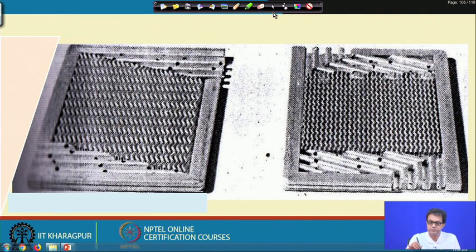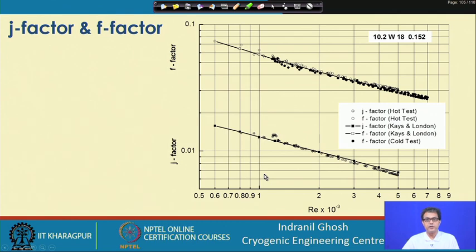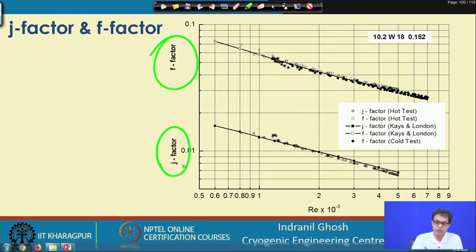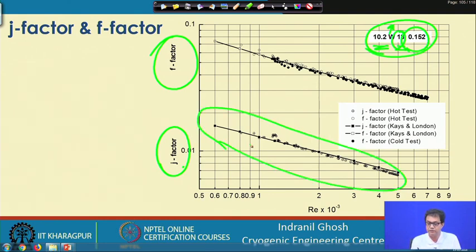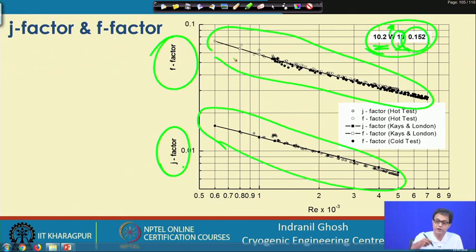Next is about the J factor and the f factor, or the heat transfer and pressure drop correlations, that are to be determined for each plate, and then we will go for the actual analysis of this kind of plate fin type heat exchangers. We will talk about this in detail, about how we determine this J factor and the f factor. This Colburn J factor and f factor is particularly for a wavy fin of 10.2 height, then W is for the wavy fin, 18 is the fins per inch, and 0.152 mm is the thickness of that fin. We have different kinds of J factor and pressure drop relations for the wavy plate fin.